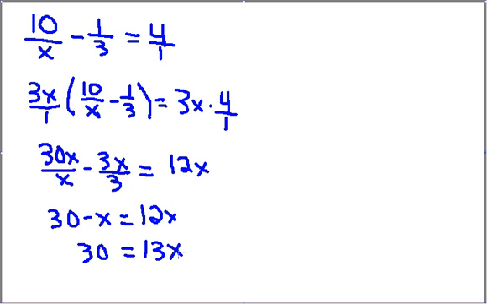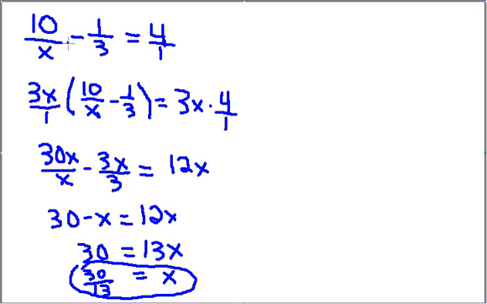Now we still need to get the x by itself. It's being multiplied by 13, so we need to divide both sides by 13. Well, if we divide the right side by 13, we're going to get x because 13x divided by 13 is x. And then on the left side, we're going to have 30 over 13. And that's already in reduced form. 13 is a prime number. So our answer here to this particular problem is 30 over 13.